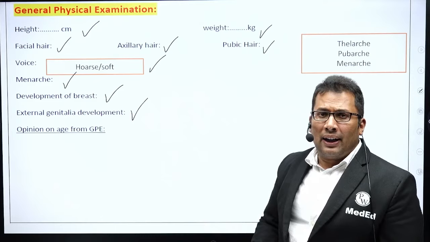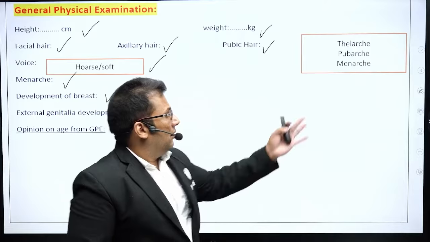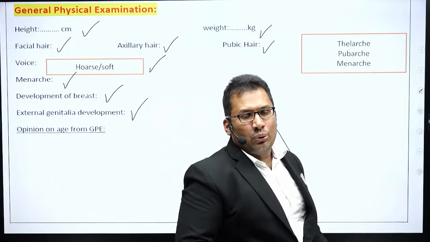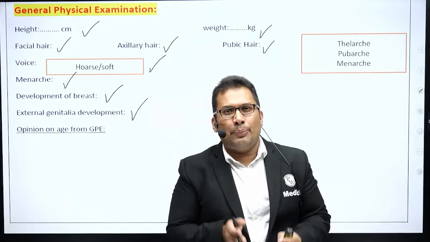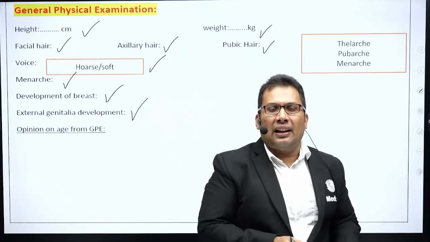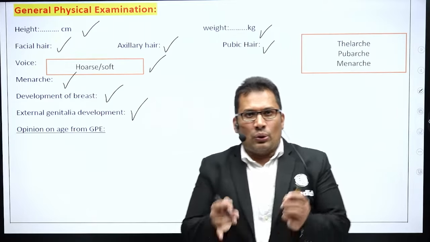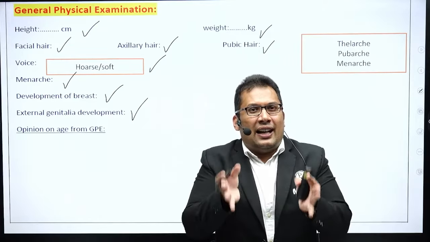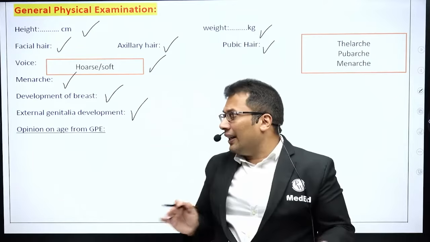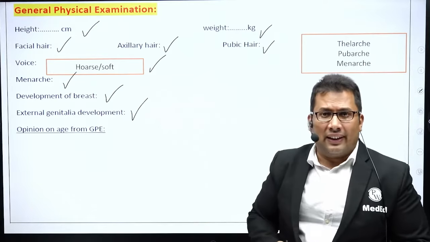Then the question can be asked, what are the secondary sexual characters in female? Thelarche, Pubarche and Menarche. The earliest is the breast budding in case of Thelarche in females. In males, it is testicular enlargement. So in the exam, you need to write what is the Tanner staging among 1, 2, 3, 4, and 5. That is important. Then you need to mention opinion on age from GPE, general physical examination.